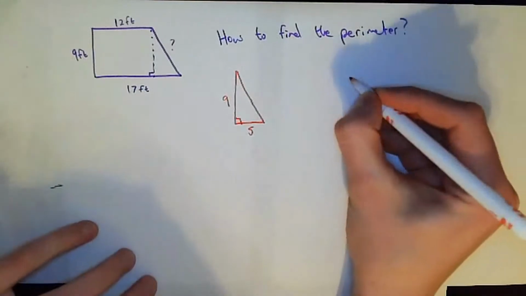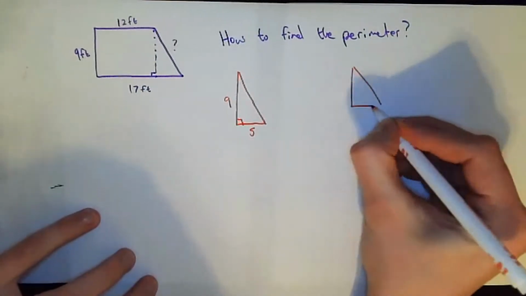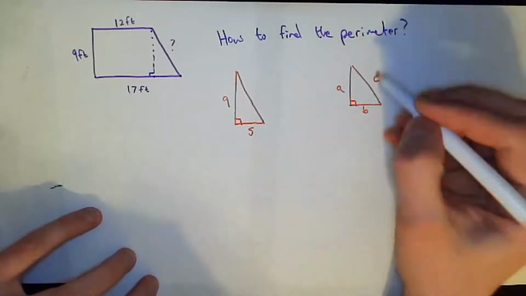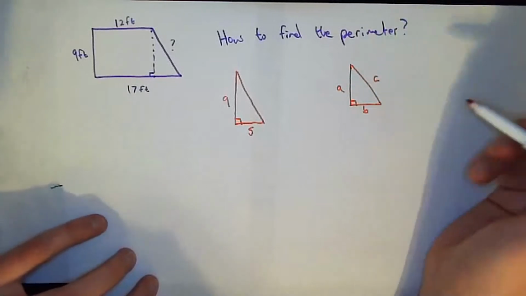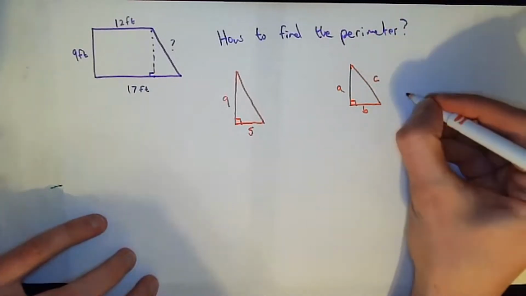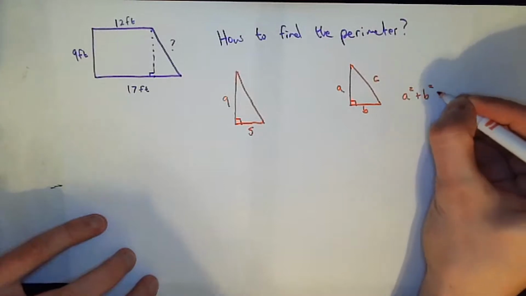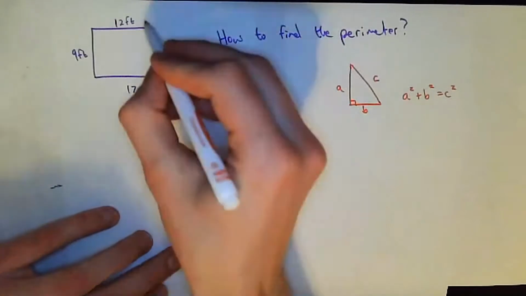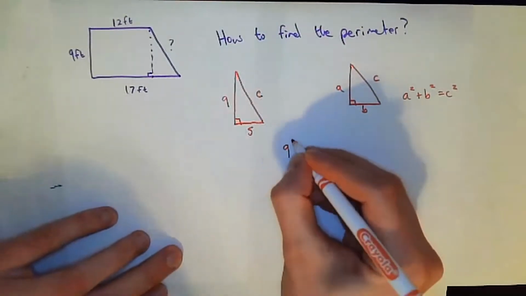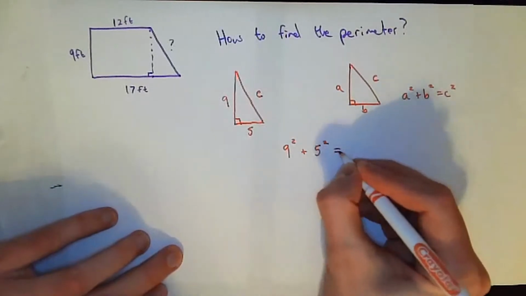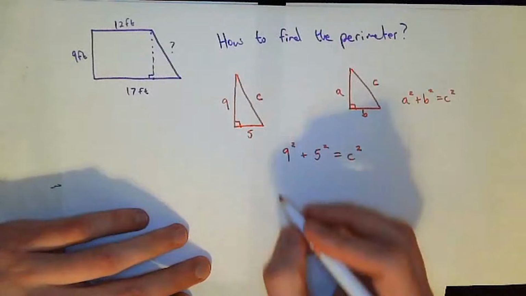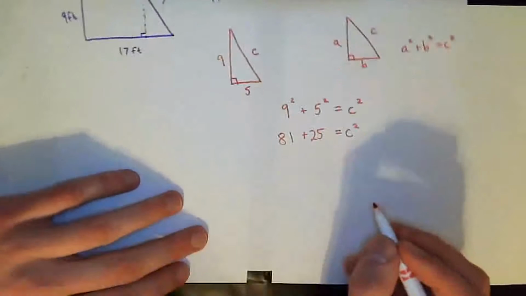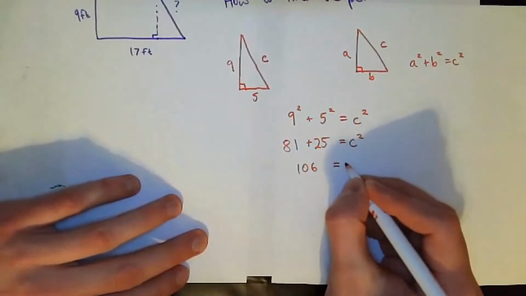I can use the Pythagorean theorem, in case you've forgotten that. That is, if you've got two legs and a hypotenuse of a right triangle, they're related by a squared plus b squared equals c squared. So I can solve for the missing hypotenuse here, which is that diagonal side that I want. 9 squared plus 5 squared should be equal to c squared. That's going to be 81 plus 25 is equal to c squared. That's going to be 106 is equal to c squared.